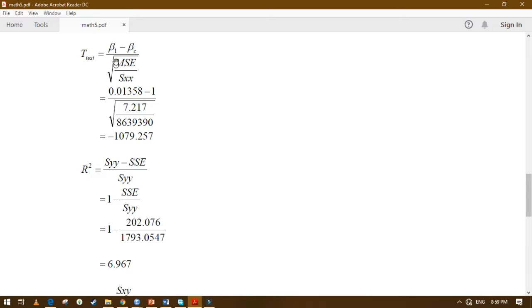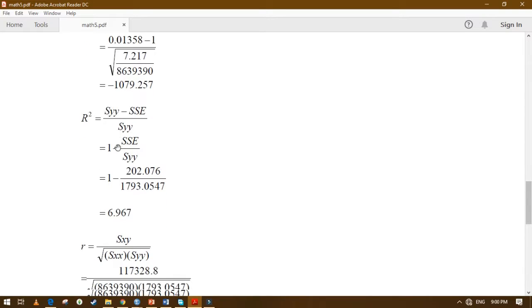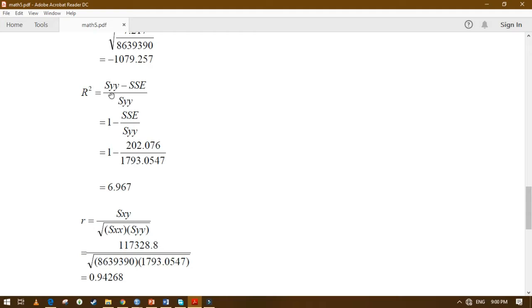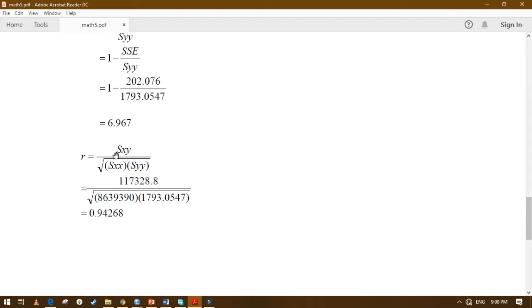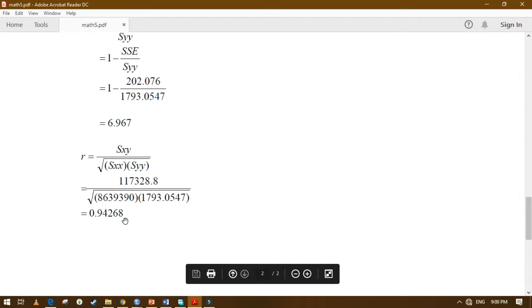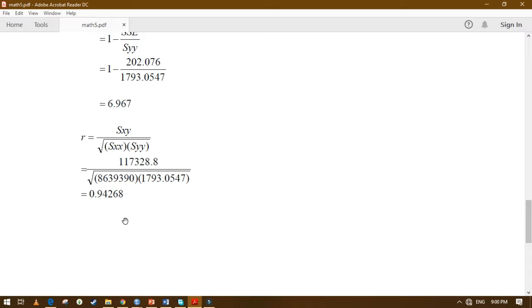For the t-test, the formula is beta 1 minus beta c divided by square root of MSE divided by SXX, and we will get minus 1079.257. While for R squared, we use the formula SYY minus SSE divided by SYY, which will later be equal to 6.967. For the Pearson value, R equals SXY divided by square root of SXX multiplied by SYY. When we input the values, we will get 0.94268, which is similar to the one that we calculated.